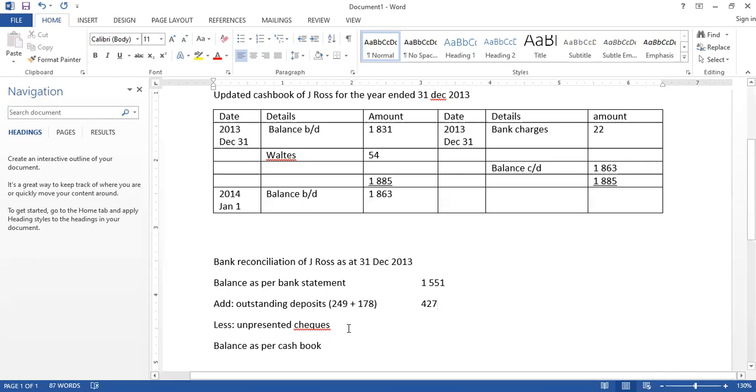Okay. And then you move on to less unpresented checks. Now we said unpresented checks are the checks we made payments with, we gave checks, ne? So we gave checks to our suppliers, but because our suppliers did not go to the bank yet and cash out those checks, the bank wouldn't know that we gave our suppliers a check. You understand? And therefore, that's why the amount is not reflecting on our bank statement.